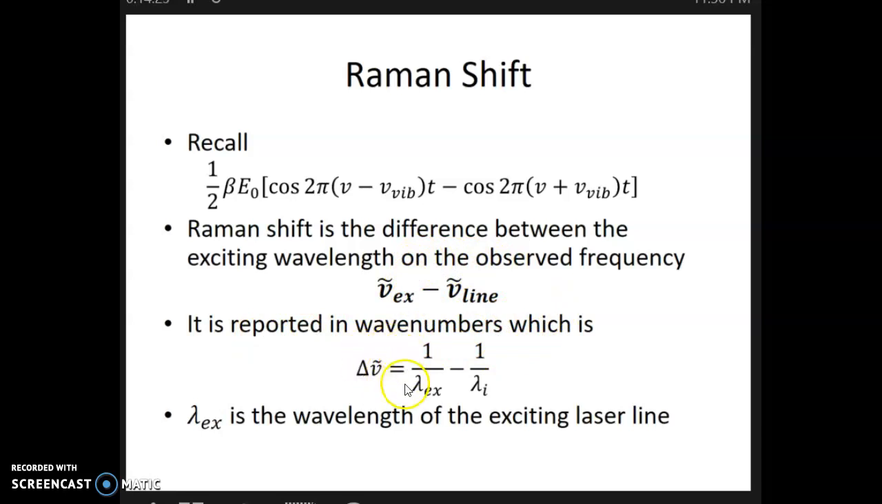Delta v is equal to v x minus v of that particular line, which you can write as 1 over lambda x minus 1 over lambda i. This is the exciting laser line in wave numbers, and this is the exciting laser line in wavelength.